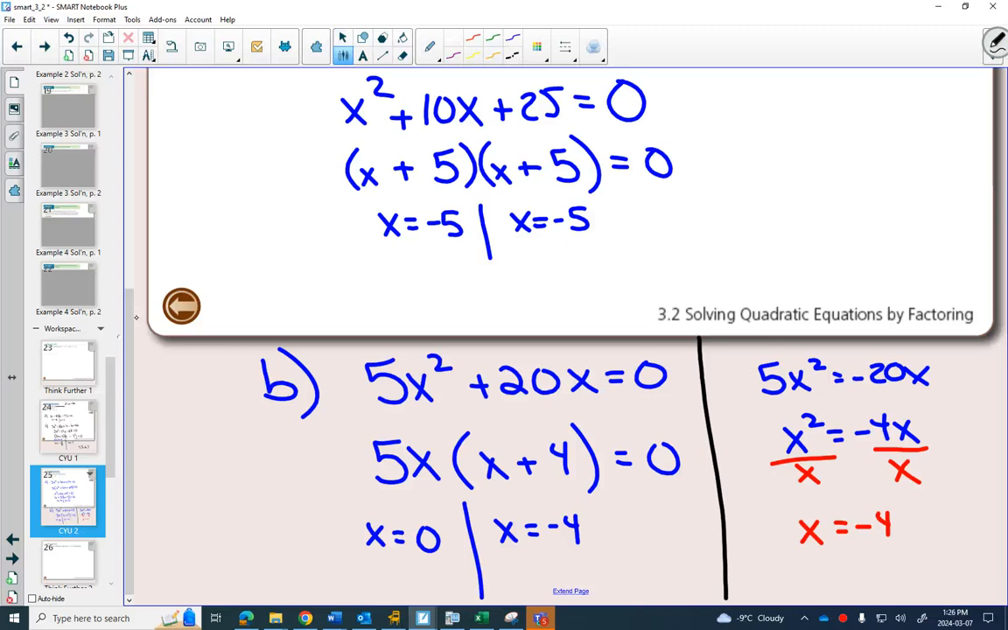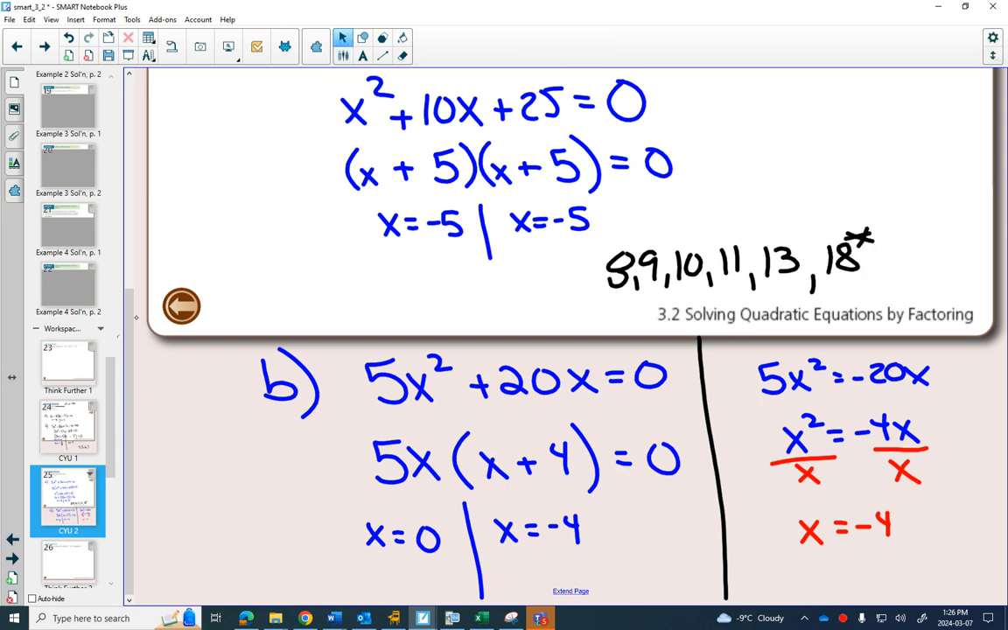Okay, so lots of questions here. 8, 9, 10, 11, 13, and I put a star beside 18, which usually means that that's going to be a little harder than normal. It's going to be a bit of a problem-solving, challenging question.